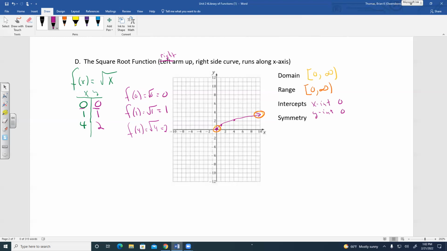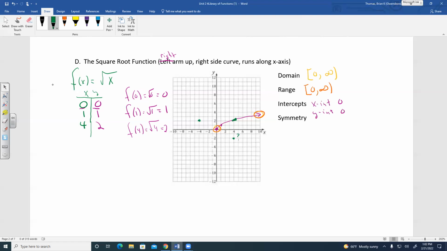Symmetry. Notice for x-axis symmetry, if there's this point here, say at (4, 2), there's supposed to exist a point (4, -2). This point does not exist. So there is not any x-axis symmetry. Notice how (4, 2) exists, so there should also have been a (-4, 2). This point over here should have existed for y-axis symmetry.